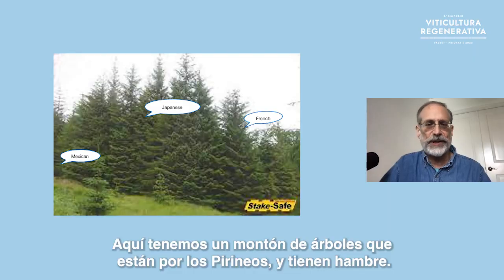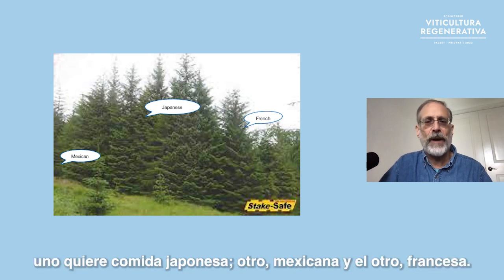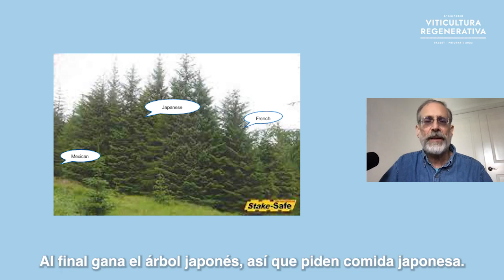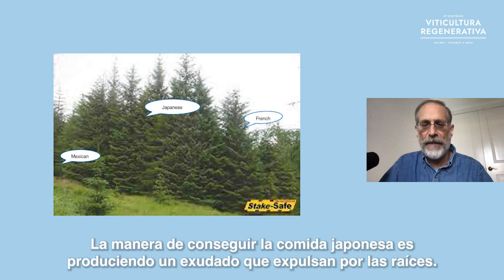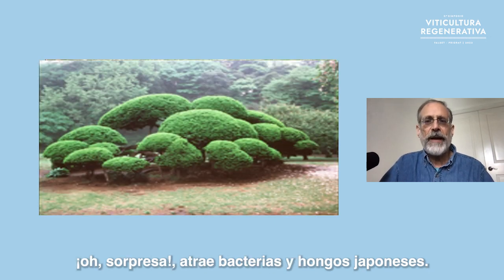These are a bunch of trees that are sitting around in the Pyrenees, and they're hungry. It's a Friday afternoon, and they want to eat, so they have a little discussion, and one of them wants Japanese food, one wants Mexican food, and one wants French food. Well, the Japanese tree wins, and so they have Japanese food. The way they get their Japanese food is they produce an exudate, which they put out of the roots. Let me make these roots. The exudate is designed to attract Japanese food. And lo and behold, once it hits the soil, it attracts Japanese bacteria and fungi.